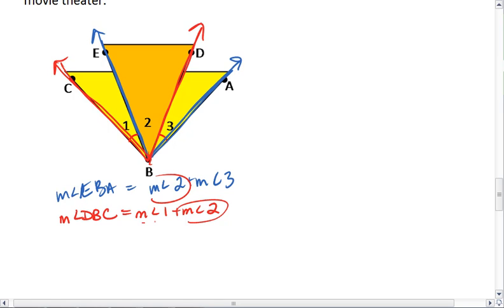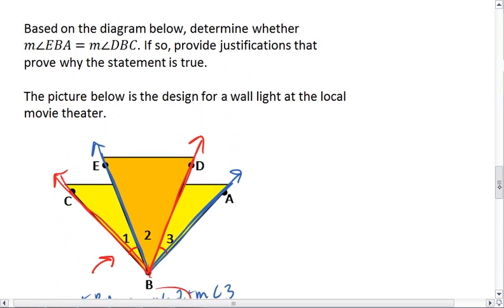I also know that 1 is congruent to 3. It's marked so in our picture. Well, then it only makes sense that if 1 is equal to 3 and 2 is equal to 2, then the two angles must equal each other. Well, let's try to write this in a formal proof.